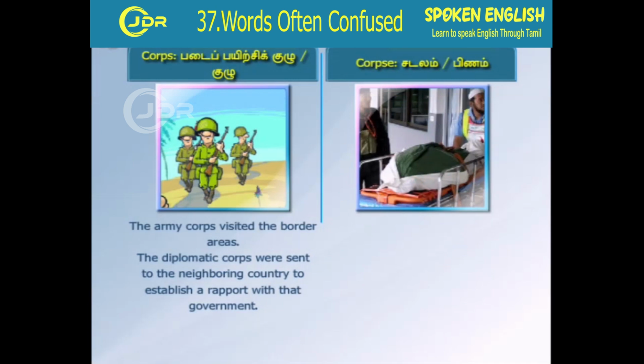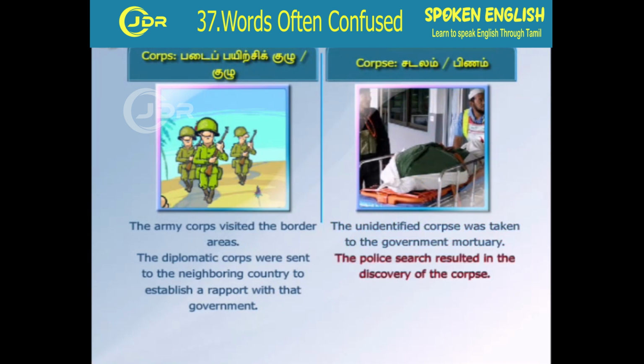Corpse, சடலம், பிணம். The unidentified corpse was taken to the government mortuary. The police search resulted in the discovery of the corpse. The corpse was buried by the police.